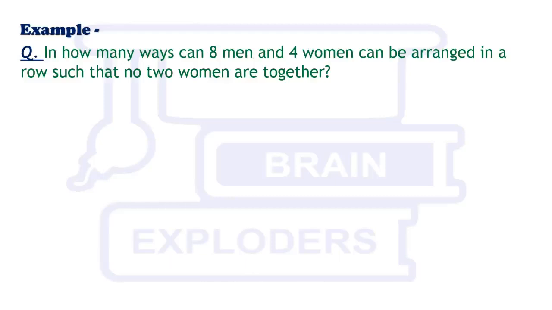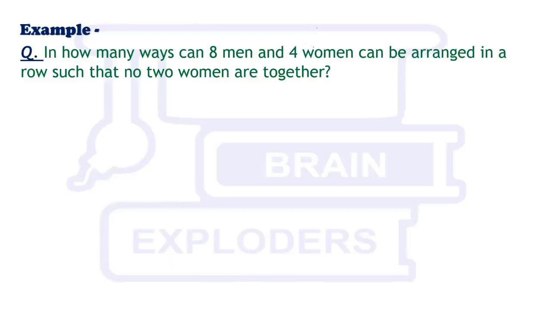If these numbers are taken in reverse order, suppose we ask in how many ways 4 men and 8 women can be arranged in a row such that no two men are together, so no two women are together. It is not possible. Why? Because the number of women is more. If we try to do it, we will find that this combination will not be possible. Here the possible combination is given in the question.